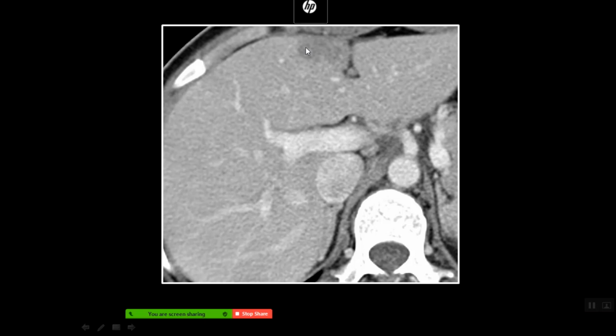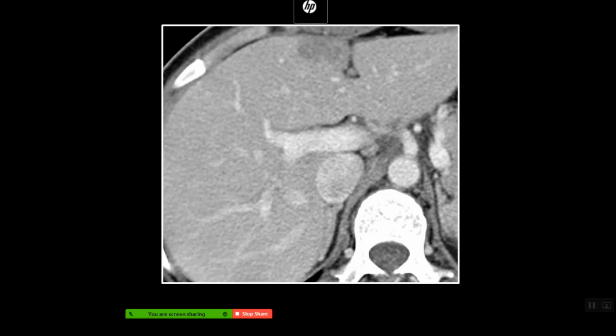Generally, if you see anything which is more geographic, what do I mean by geographic? It is not a very well-defined thing, not a well circumscribed entity. It looks very ill-defined, slightly hypodense, and it's usually along the areas of focal fat changes, right? Usually along the falciform ligament, gallbladder. So this is almost always going to be focal fatty change. It's almost never going to be mets.